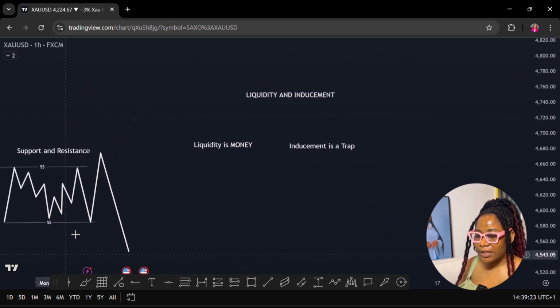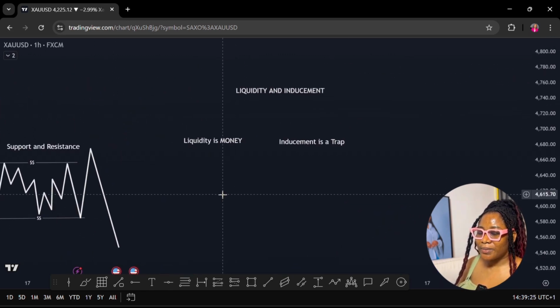Now for inducement: if liquidity is money, inducement is a trap, the trap before the real move.